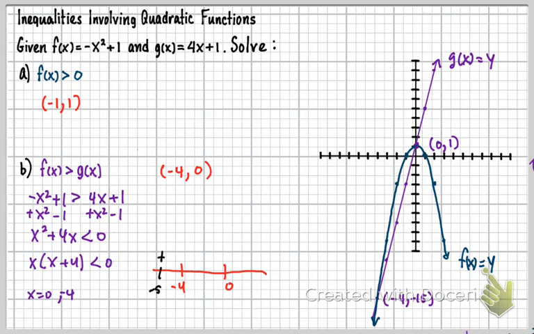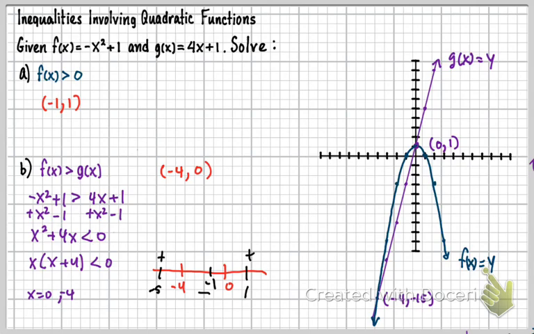So between -4 and 0, I can pick -1. And if I put a -1 here, that's going to be positive, and that's going to be negative, and a negative times a positive is negative. So that would result in a negative number, and that means it would be less than 0. So therefore, this would be a negative. And then for the last one, I can pick 1. Now here, 1 is positive, so they're both positive.